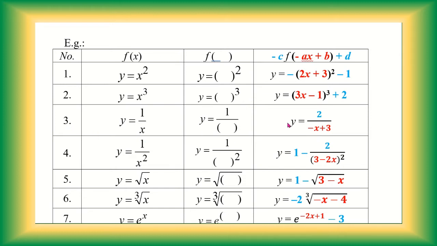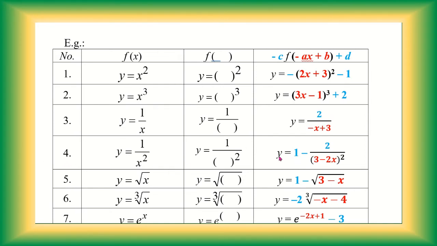Example number 3, y equals 2 over negative x plus 3. Then this function, we can see that the parent graph is 1 over x. When we simply replace x with brackets and compare back to the function, we can see that negative x plus 3 is inside the brackets, so negative x plus 3 is x transformation. Then 2, since 2 is outside the bracket, so 2 is the y coordinate transformation.